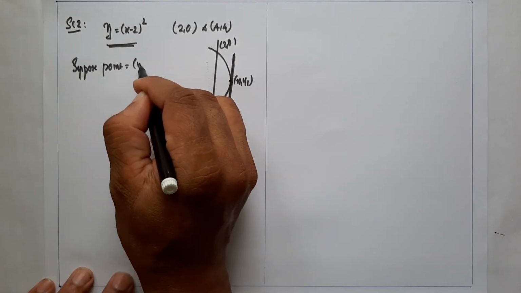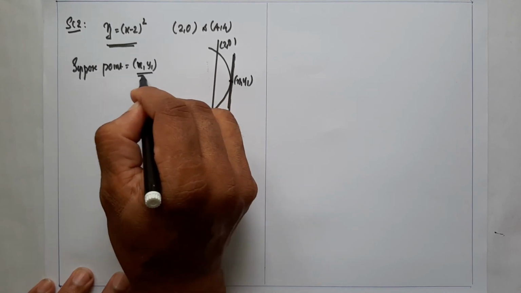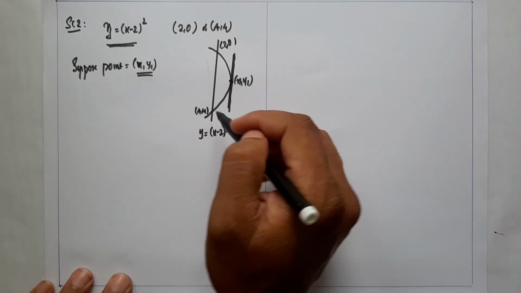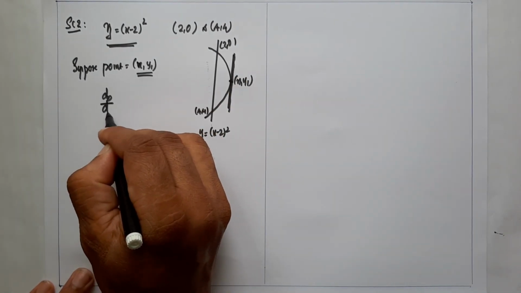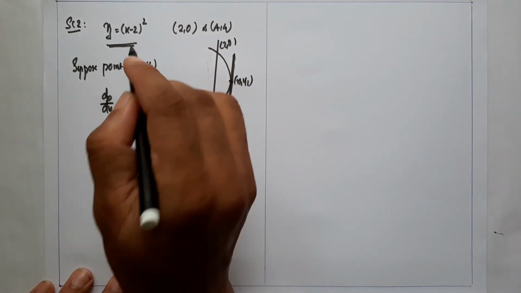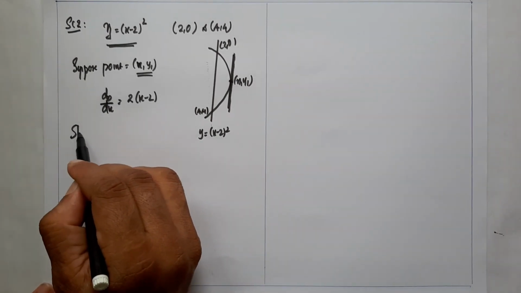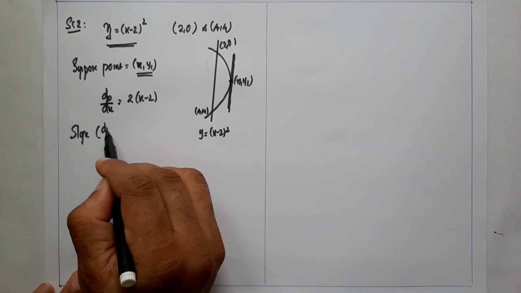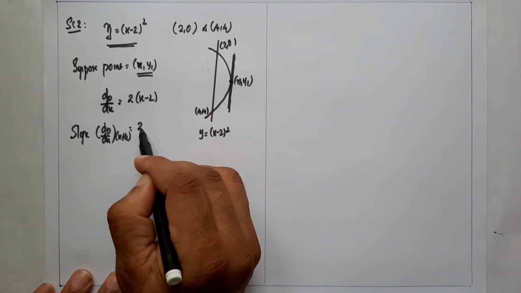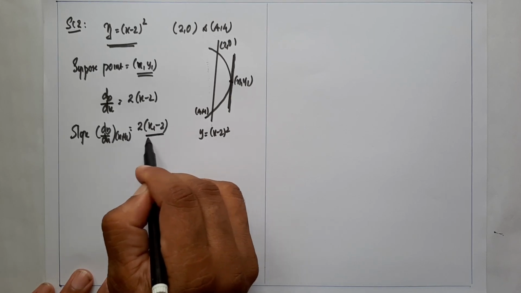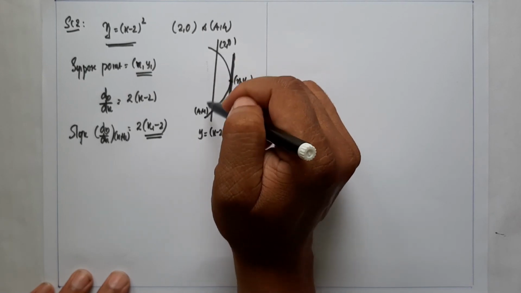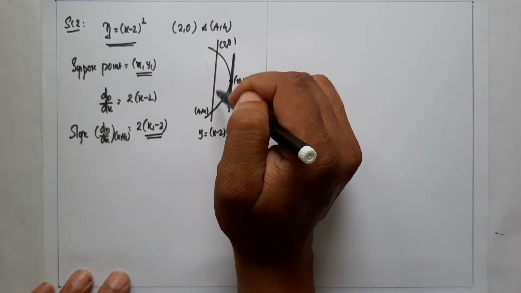The required point is, you take x1 comma y1. First of all, we find the slope of this tangent. Before finding the slope of the tangent, first we find the derivative of this function, dy by dx is equal to 2 into x minus 2 raised to 2 minus 1 into derivative of x minus 2, which is 1. Now the slope is dy by dx at (x1, y1). Here (x1, y1) is unknown and therefore we get the answer 2 into x1 minus 2, which is the slope of this tangent. Here given this tangent is parallel to this chord passing through 2 points.